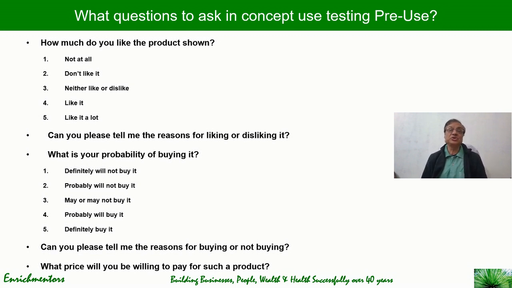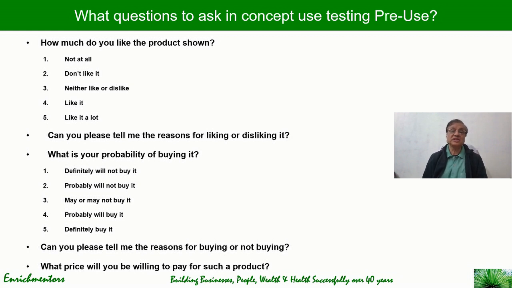The first question that you should ask, once you show the product, is: how much do you like the product shown? The reason is that in the consumer buyer behavior model, we go through an AIDA process: awareness, interest, desire, and action. Once you have shown the product, the consumer is aware, and then the question is how much that product interests her, how much he or she likes that product. We test this on a 5 point Likert scale, one being I don't like it at all, and five being I like it a lot.